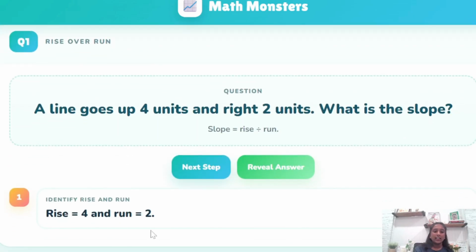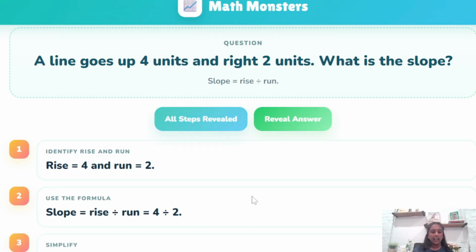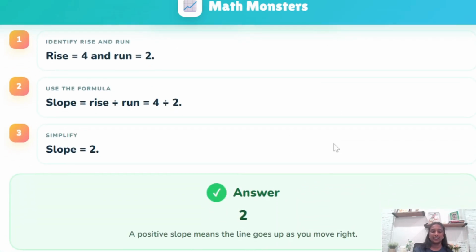So our first step is going to be to identify the rise and the run. So rise here is 4 because we're going up by 4 units, and our run here is going to be 2 because we're going right 2 units. Our next step is to use the formula. Just plug in 4 divided by 2, and we get that the slope is equal to 2. So that is our answer for this question. And just noting, a positive slope means that the line goes up as you move right. So a negative slope would mean that the line goes down as you move right.